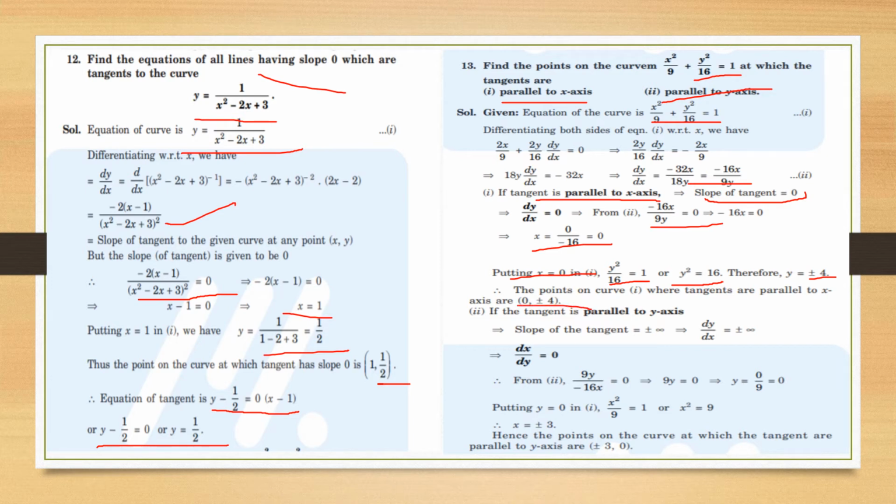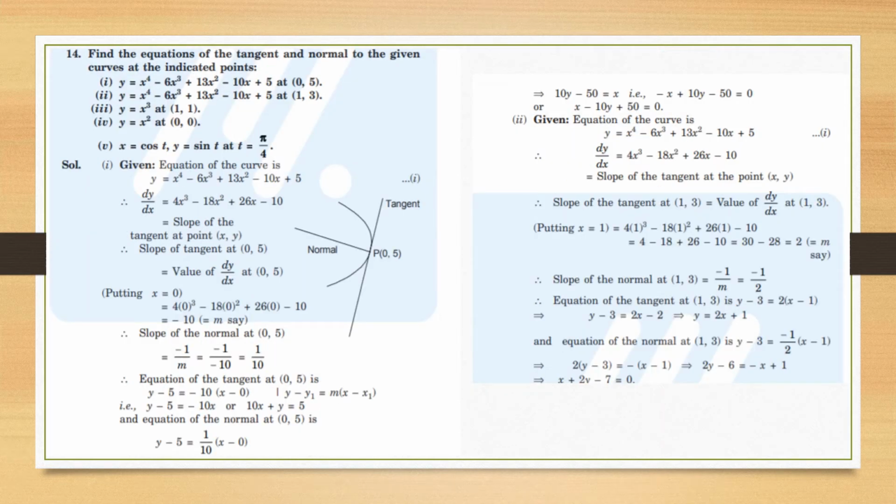Now if the tangent is parallel to the y-axis, you know the slope of the tangent in this case is not defined. That is infinity, so dy by dx is infinity. That means the reverse of it, dx by dy, is 0. So instead of minus 16x upon 9y, I check 9y upon minus 16x equals 0. In this case, y turns out to be 0. And accordingly, from here, I'll get x square by 9 equal to 1. That is, x is equal to plus minus 3. So the points here are (plus minus 3, 0).